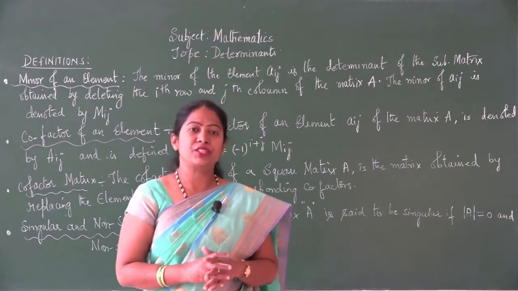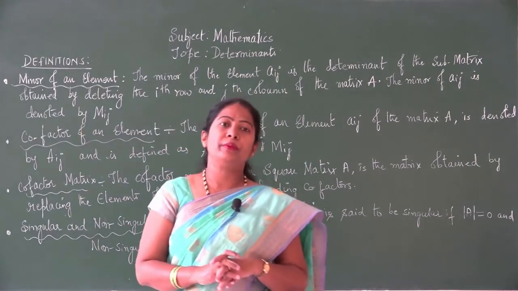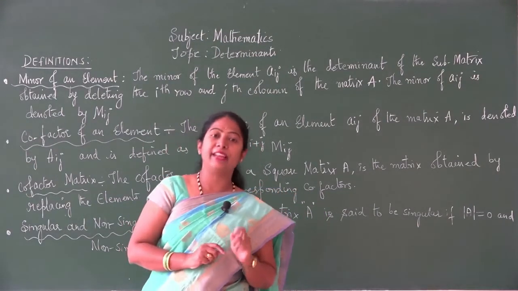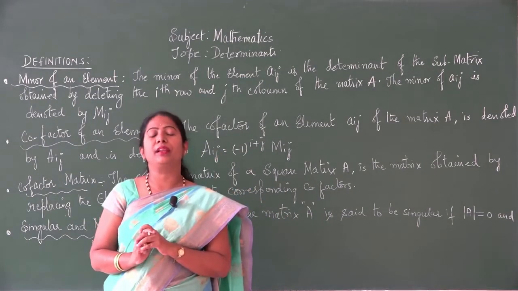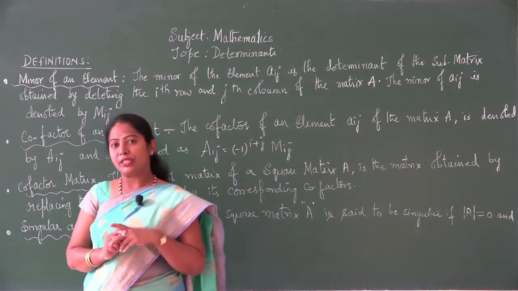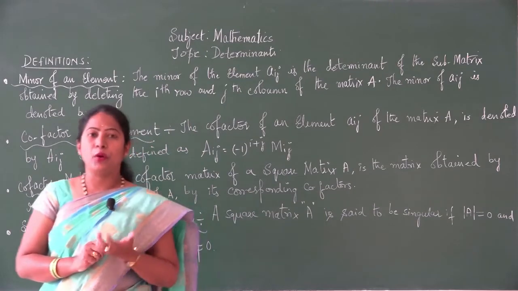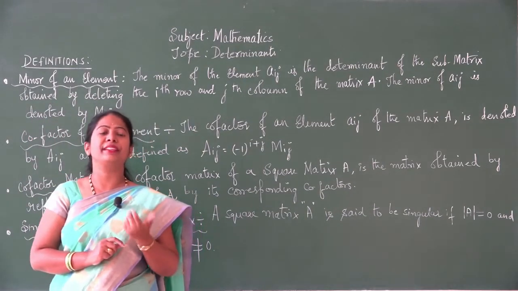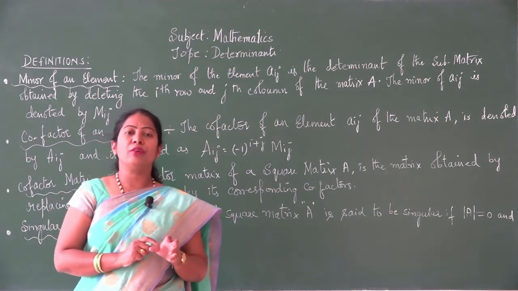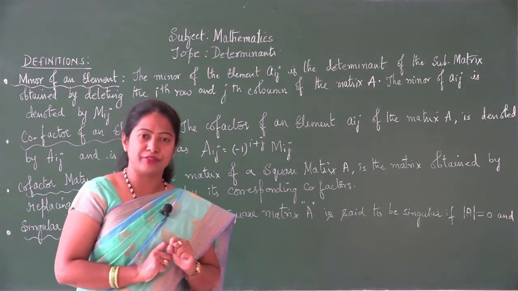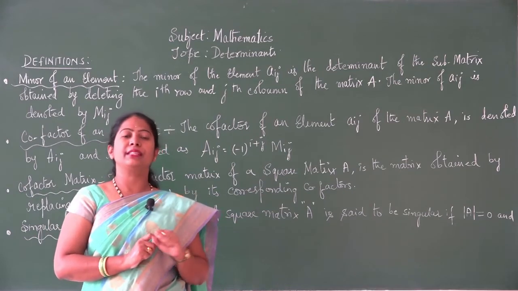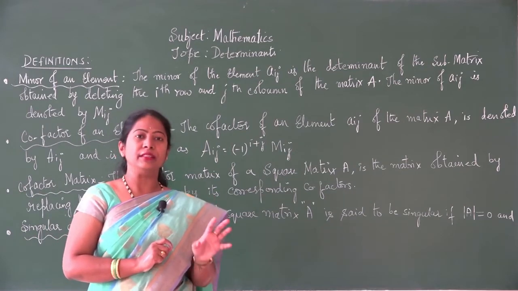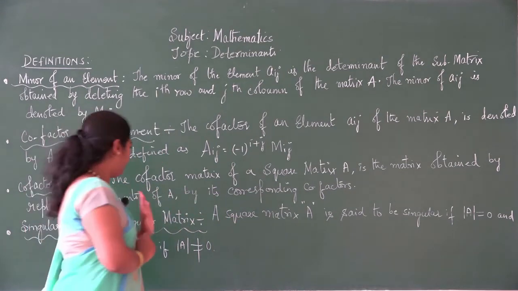In the previous session, we solved a few problems based on area of a triangle. In today's session, we shall start solving the problems based on adjoint of a matrix, that is how to find the adjoint and how to find the inverse of a matrix. Before we find the adjoint and inverse of a matrix, let me quickly summarize a few definitions which are required to find the adjoint and inverse of a matrix.